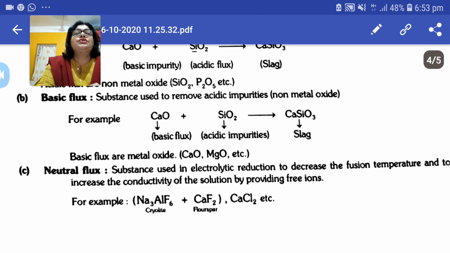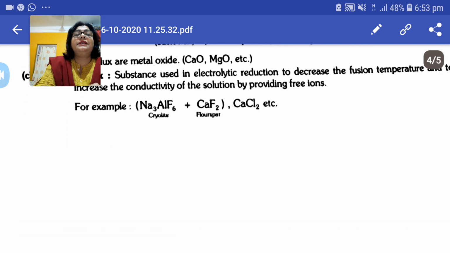Then next you see neutral flux. These are substances which are used in the electrolytic reduction. You will see that it is used in the electrolytic reduction of alumina, where we reduce the fusion temperature and increase the conductivity of the solution. So here you will see cryolite, and along with that fluorspar. See the formula, Na3AlF6, that is cryolite, is used along with fluorspar. Also sometimes calcium chloride is used as a neutral flux. So this is about your chemical method.